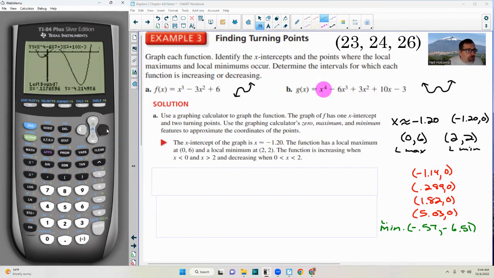So now I'm going to go over here. I'm to the left of the maximum right there. Hit enter. Keep going, keep going, keep going. Now I'm to the right of that maximum. Hit enter, hit guess, and it is 1.11. So this is 1.11, comma, 5.11. So that's the relative max or local max.